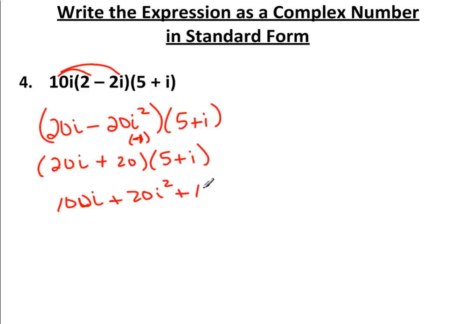20 times 5 is 100. And then 20 times i is 20i. Again, I'm going to put my real component first, which is 100. Let's deal with the i's, which is 120i. And then I have this 20i squared.